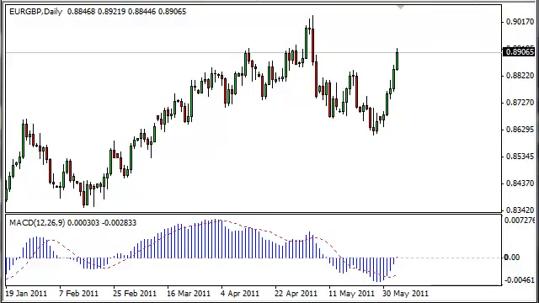One of the most common indicators that Forex traders will use is the moving average convergence divergence indicator, or the MACD as it is more commonly known. The MACD is a lagging indicator and as such does rely on some type of trend being formed.